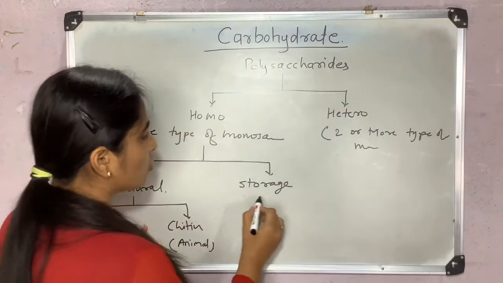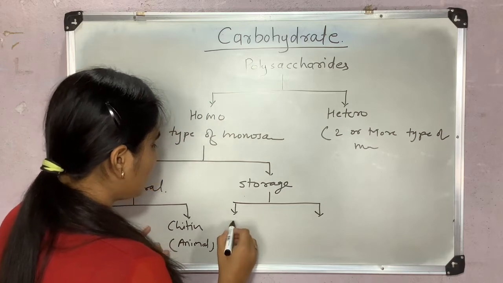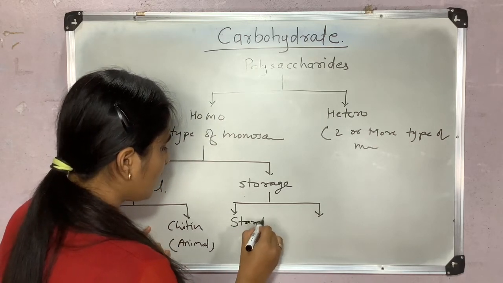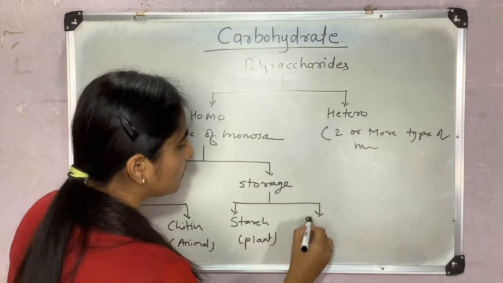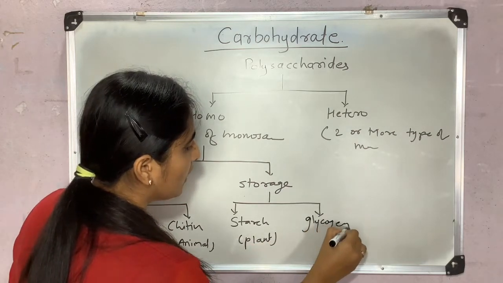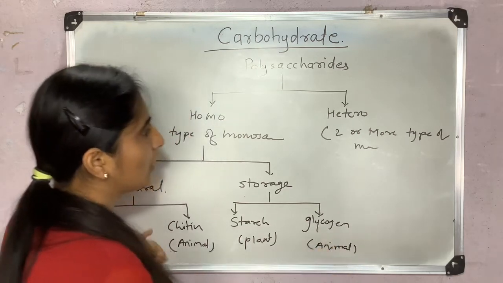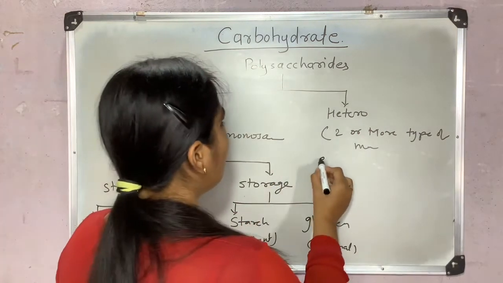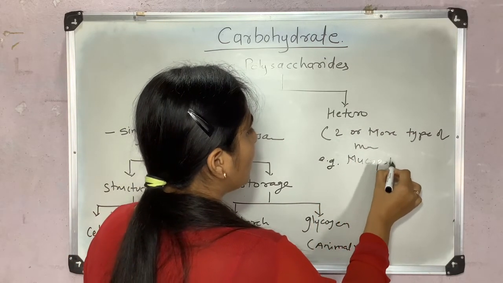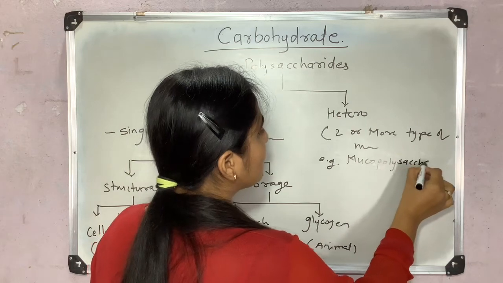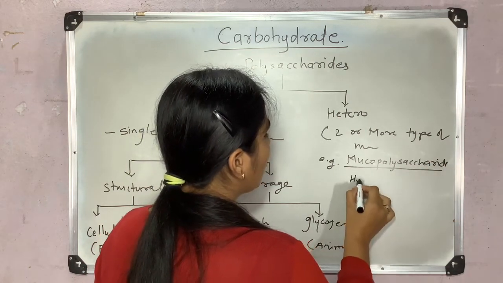Similarly, storage polysaccharides are also divided into two parts. First is starch in plants and glycogen in animals. In the last video, I also told you one more example of heteropolysaccharide, which is mucopolysaccharides, because it contains amino sugar as monosaccharide. An example is hyaluronic acid.